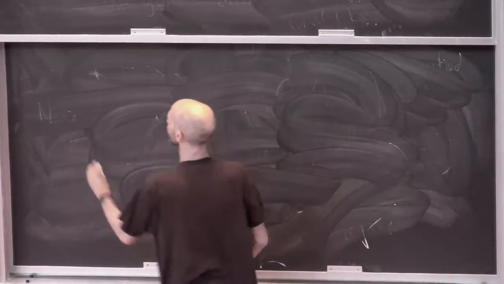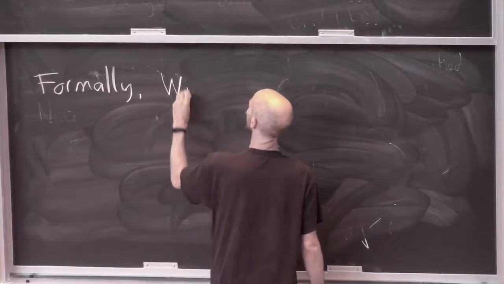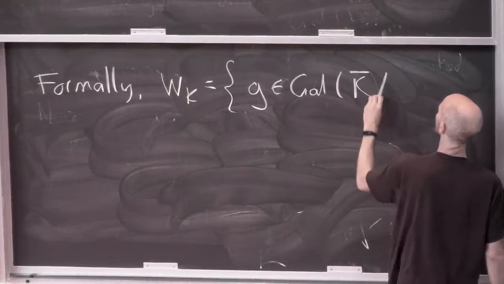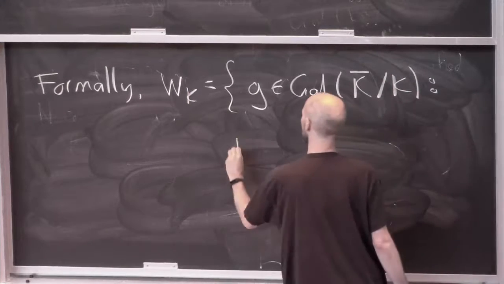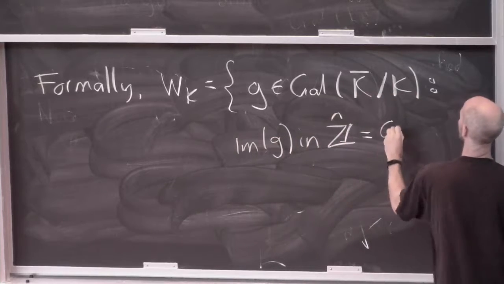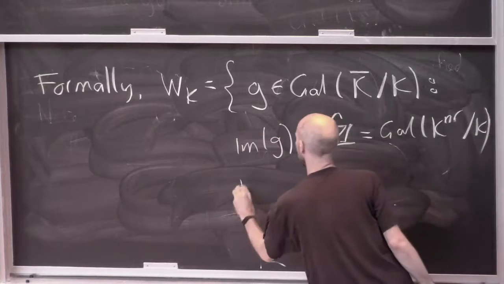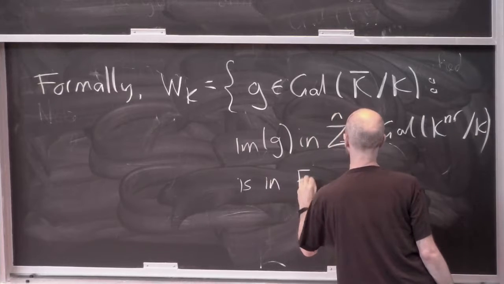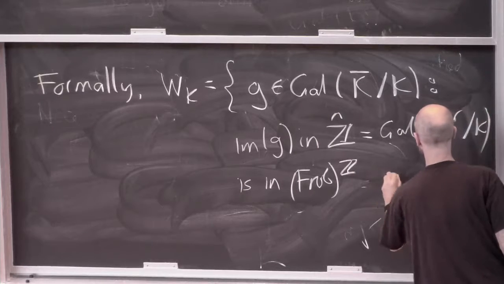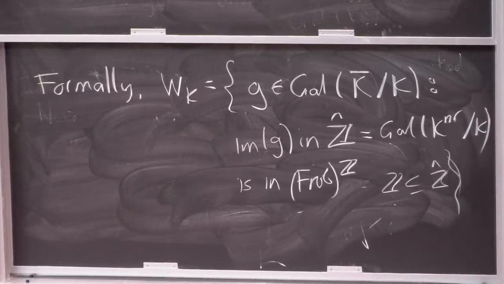So if you like, formally, W_K is the set of g in Gal(K bar over K) such that the image of g in Z hat, which is Gal(K^nr over K), is actually Frobenius to the power Z, right? If you like, you can just call it Z, if you're happy about Z living in Z hat. So that's what the Weil group is.